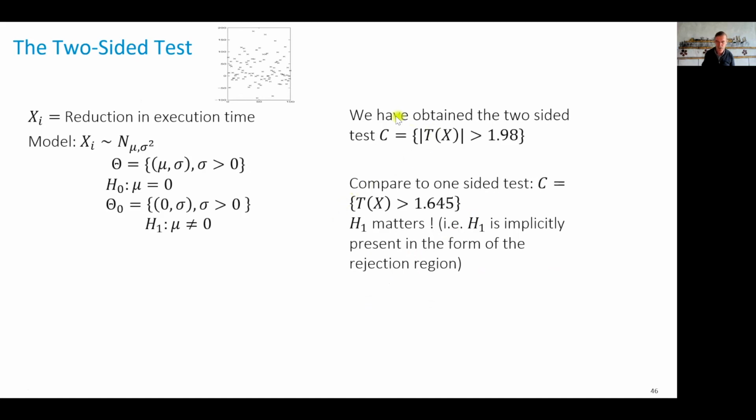So as we have discussed before, we see that the H1 matters, even though to compute the size of the test, we use only H0, but H1 matters through the shape of the rejection region. So the nature of the test statistic, in one case we had absolute value, in the other case we did not have absolute value. So therefore, H1 is implicitly present in the form of the rejection region, something to remember.